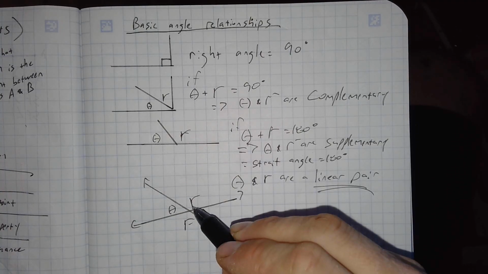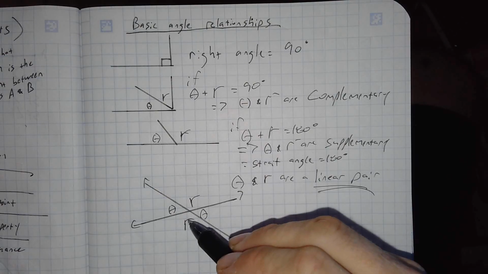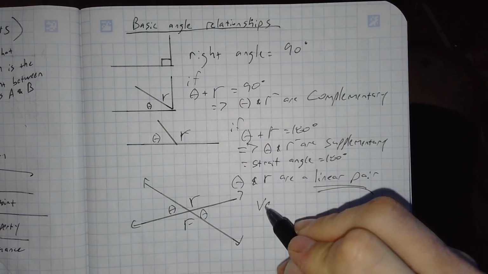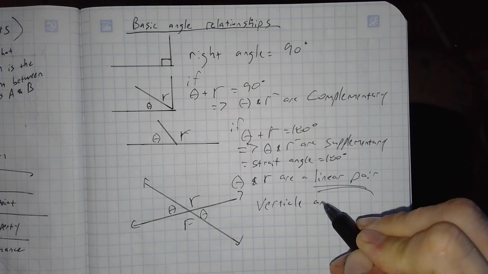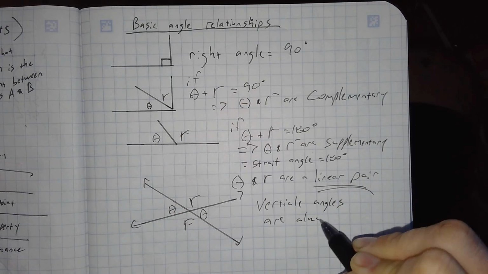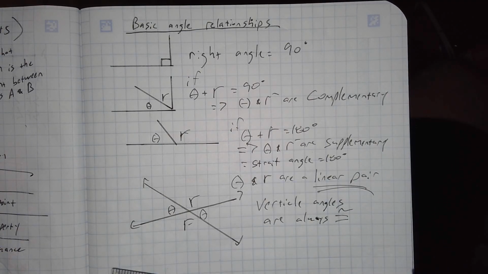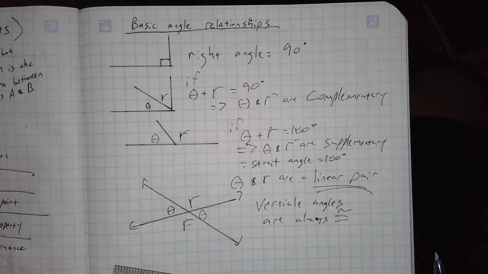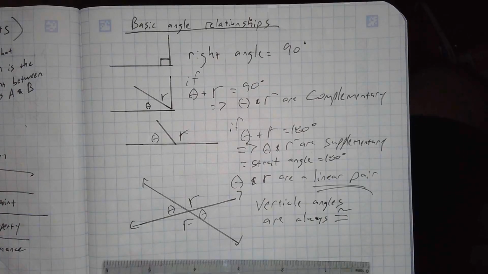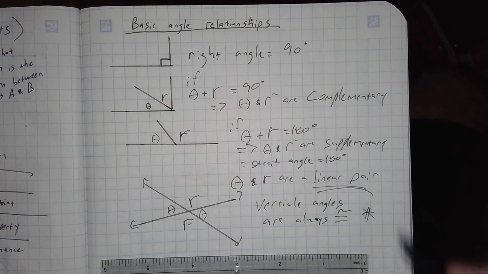Okay? But you also may notice that the angles that are on the opposite side of the intersection are the same angle, right? Those are called vertical angles. And they are always congruent. Okay? Vertical angles are always congruent. Okay? So, finally, those are some basic angle relationships. This is one that you're going to use a lot. So is linear pair.